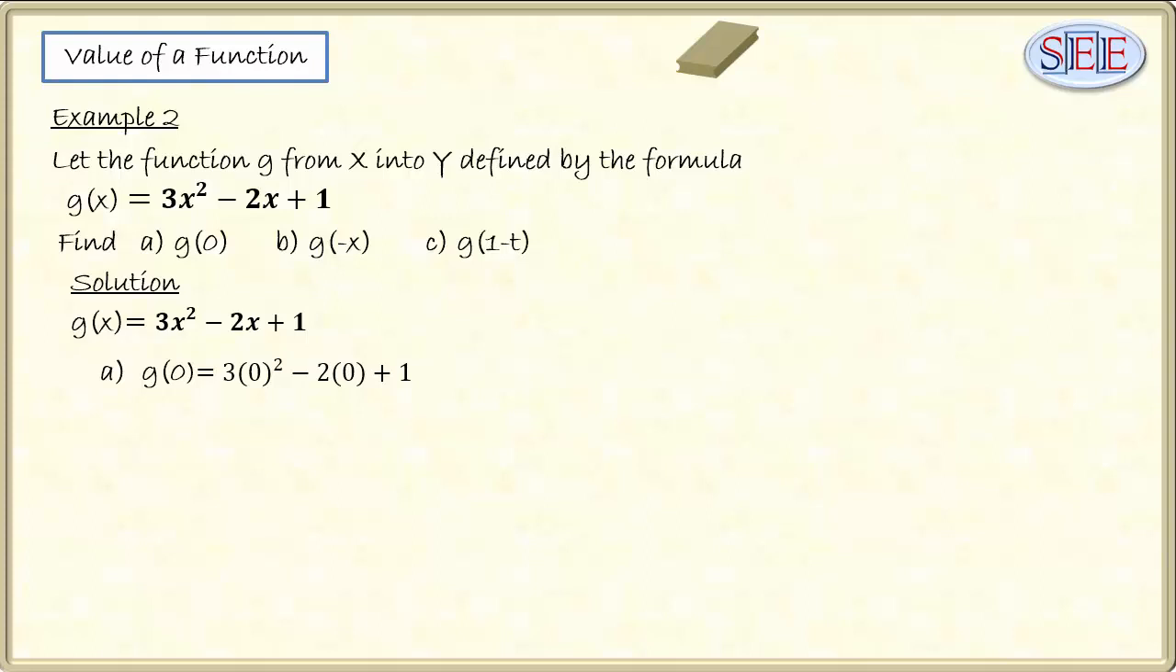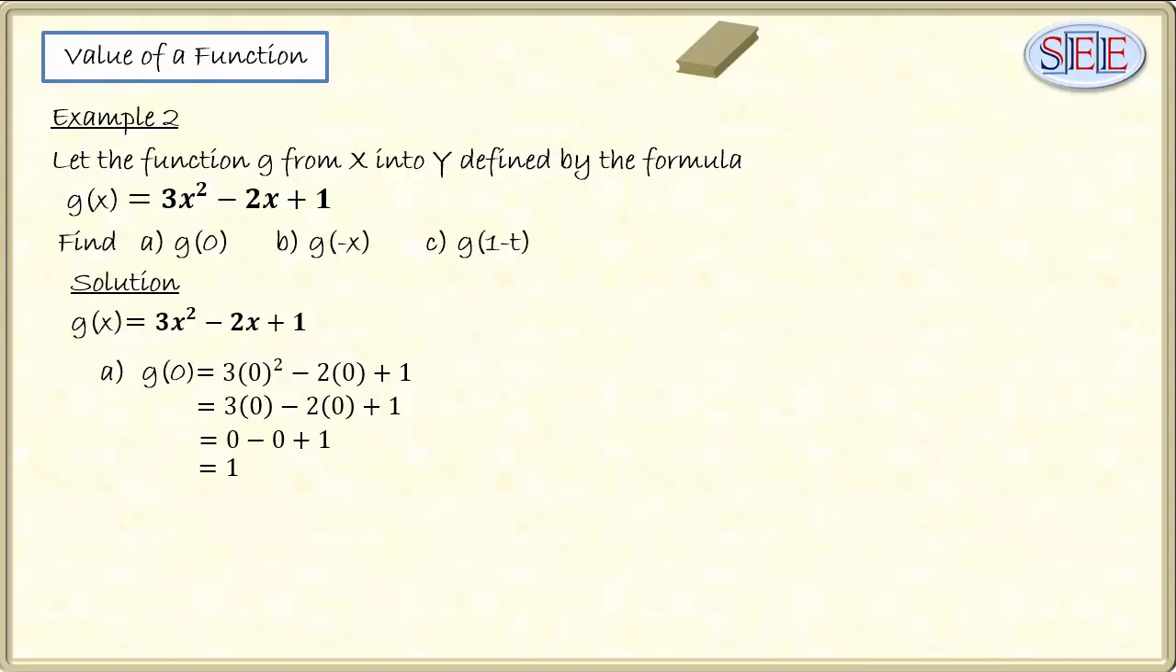0 square is 0, so I have 3 multiplied by 0 minus 2 times 0 plus 1. And multiplying 3 by 0, the answer is 0. Similarly, 2 multiplied by 0, also the answer is 0. So I'm going to have 0 minus 0, then plus 1. And this added correctly gives answer 1. Therefore, the value of this function g at x equals to 0, that value is 1.